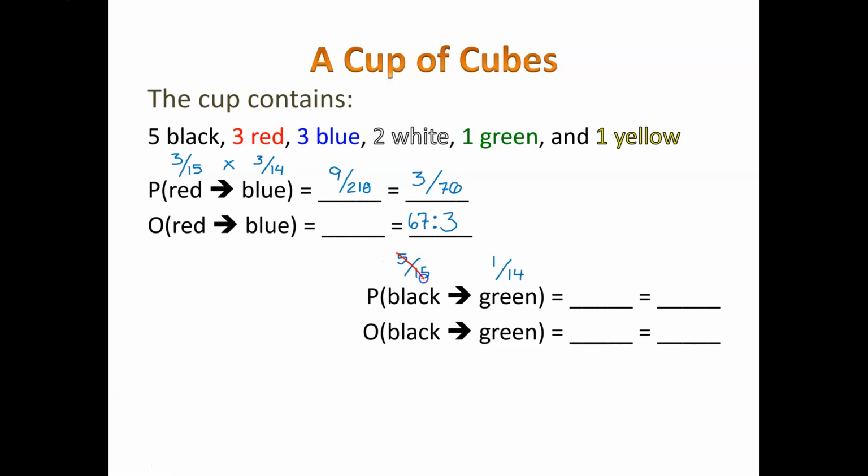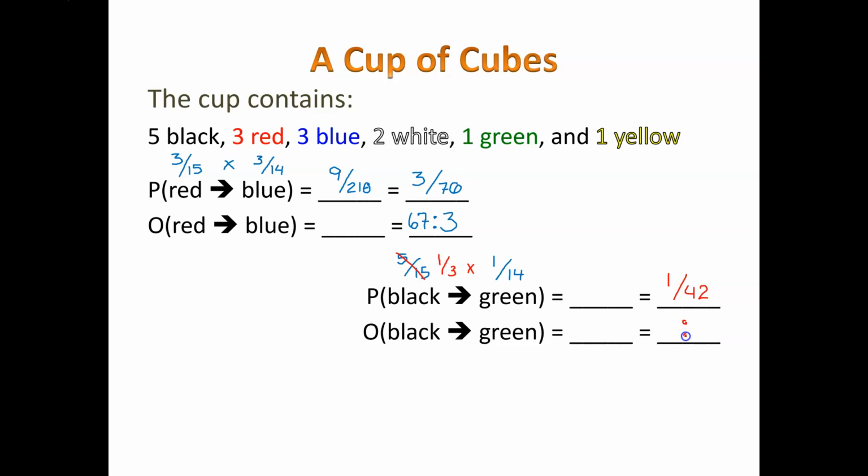Now let's simplify this first fraction. 5 over 15 can turn into 1/3, and then we multiply. 1 times 1 is 1. 3 times 14 is 42. So our probability of doing black and then green without replacement is 1 out of 42.